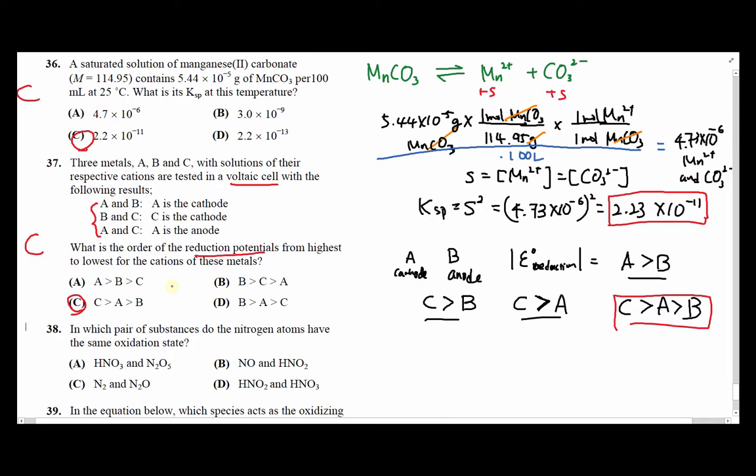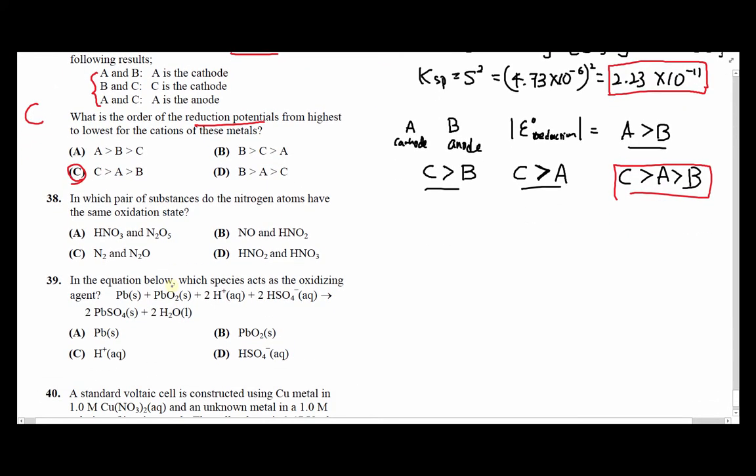Okay, moving on, number 38. In which pair of substances do the nitrogen atoms have the same oxidation state? This is a relatively easy problem because all you have to do is find the oxidation number of the nitrogen embedded here. We don't have net ions overall, so it's safe to set the sum equal to 0 for the net neutral. So let me make them much easier.